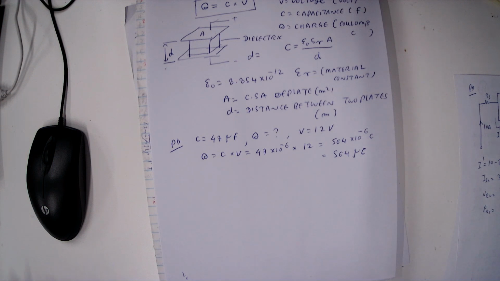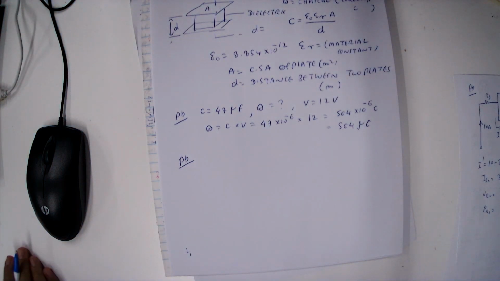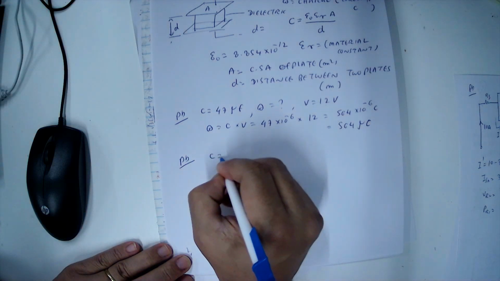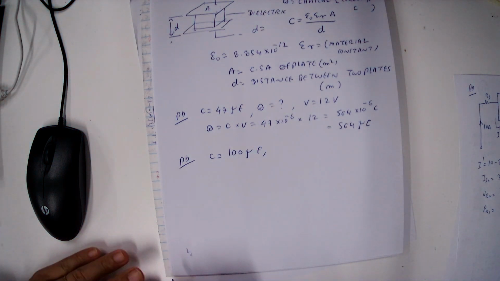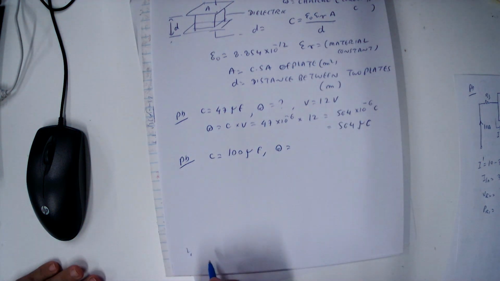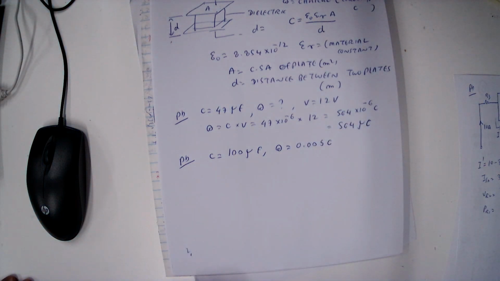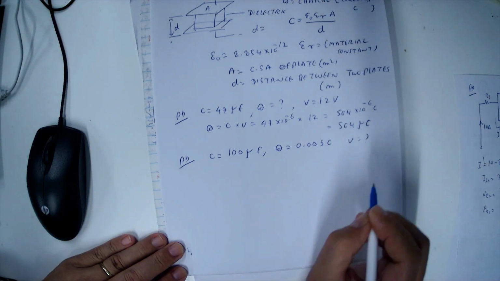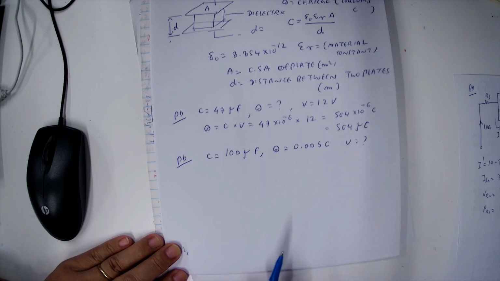This is the next problem. A 100 microfarad capacitor stores a charge of 0.005 coulomb. In this case, the capacitance value given is 100 microfarad. The charge Q is given as 0.005 coulomb. We have to calculate the voltage. So we have 100 microfarad and Q of 0.005 coulomb.